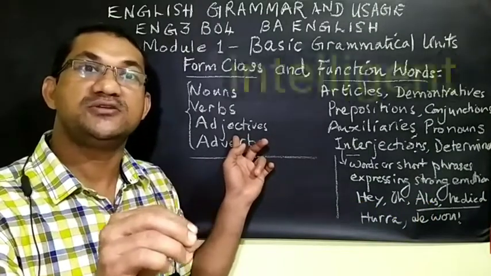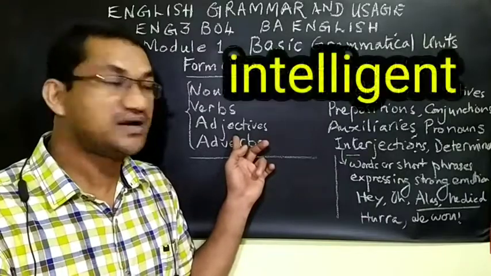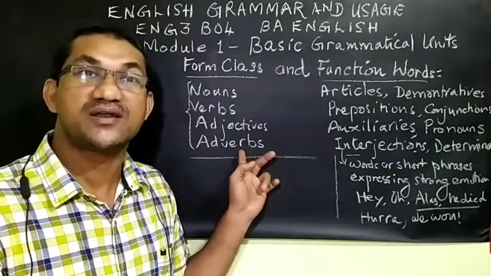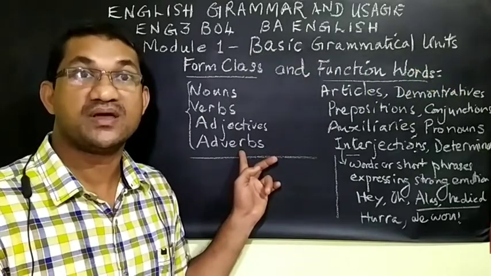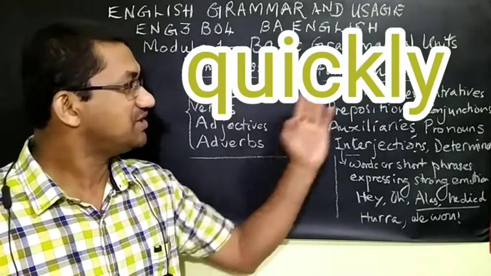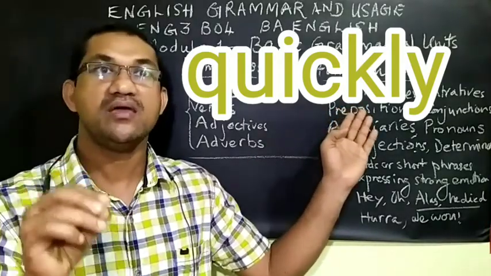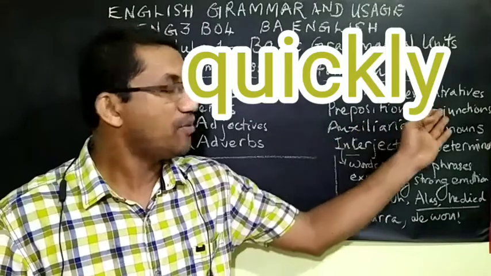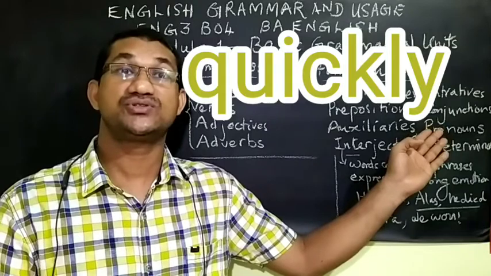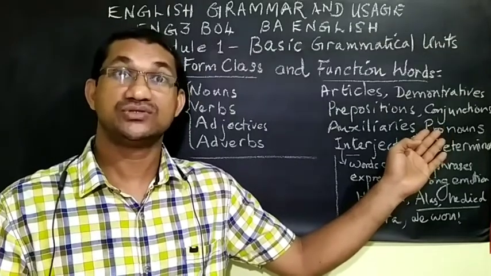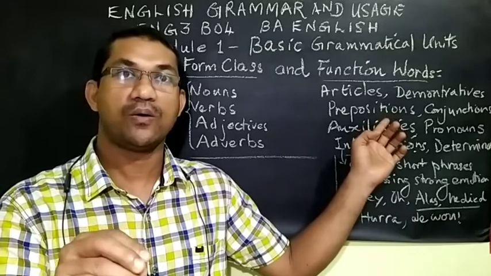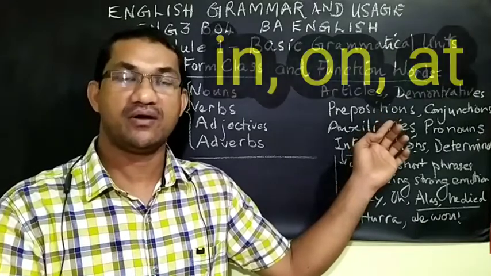Alex is an intelligent boy. Intelligent is an adjective. Adverbs. Adverbs are words that modify verbs. She sings sweetly. Sweetly is an adverb. Similarly, we have articles. You know, a and the are articles. Demonstratives are words used to demonstrate: this, these, that, those. And prepositions, words like in, on, at, under.